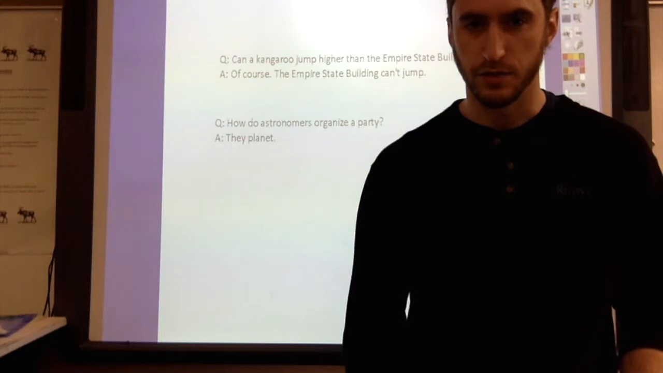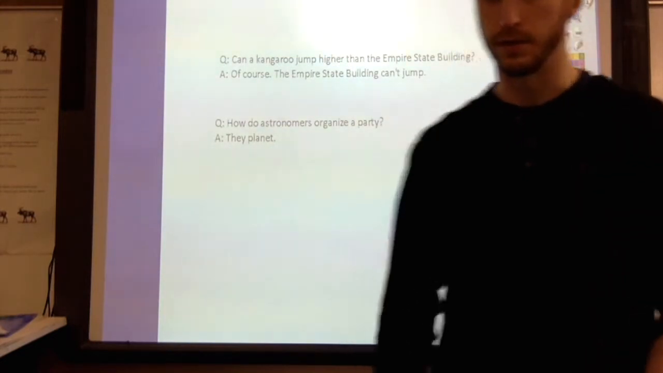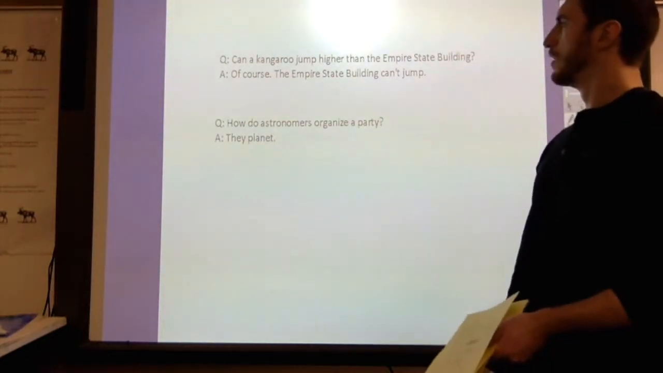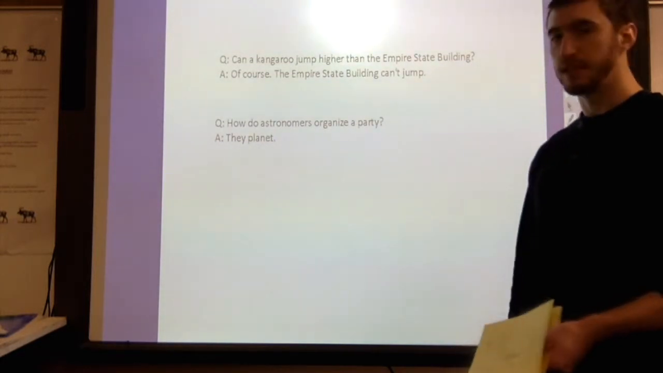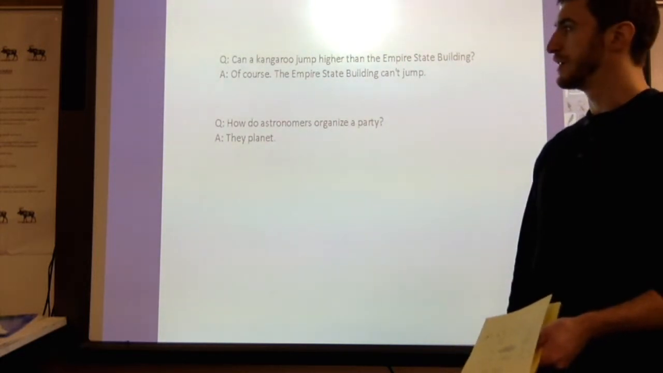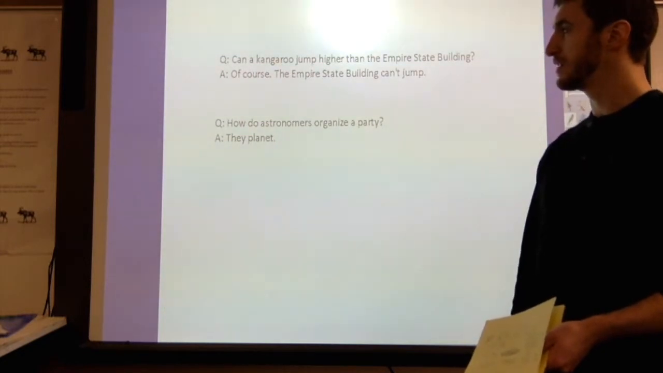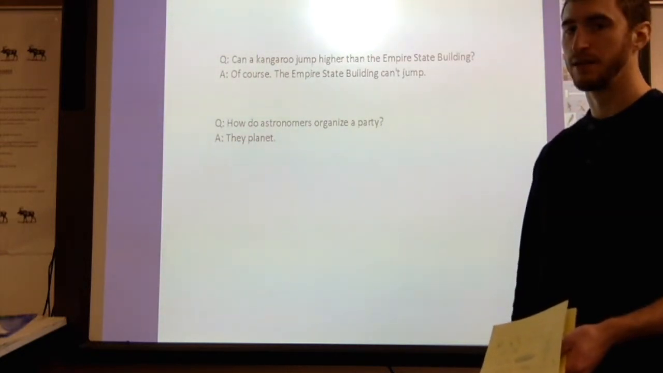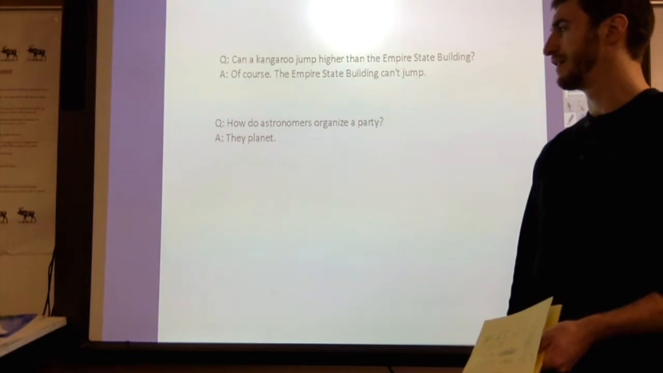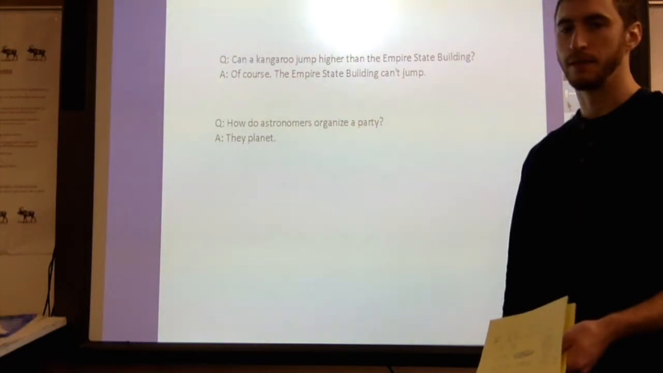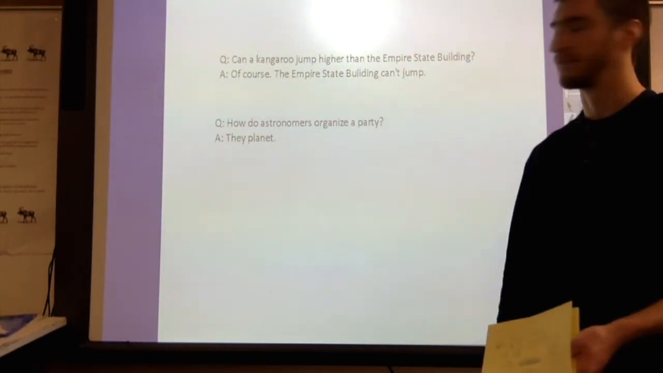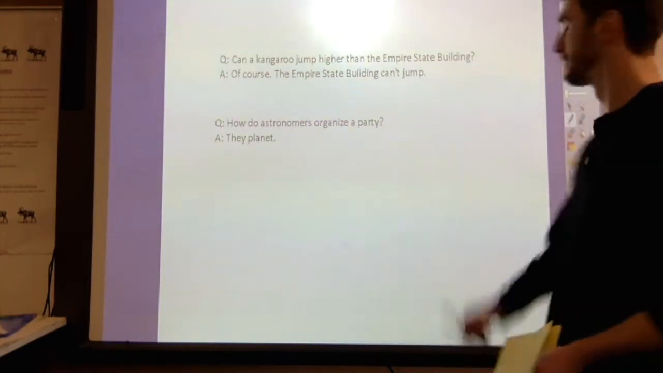And I'm going to start off with two jokes. First joke is, can a kangaroo jump higher than the Empire State Building? And the answer is, of course, the Empire State Building can't jump. And then the second joke is, how do astronomers organize a party? Well, they just plan it. Okay.